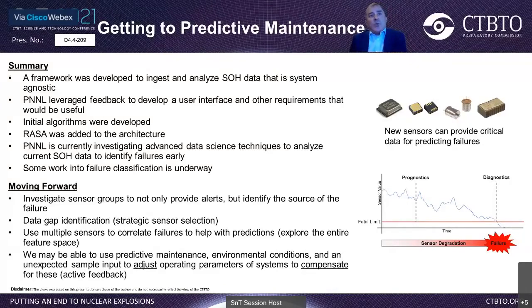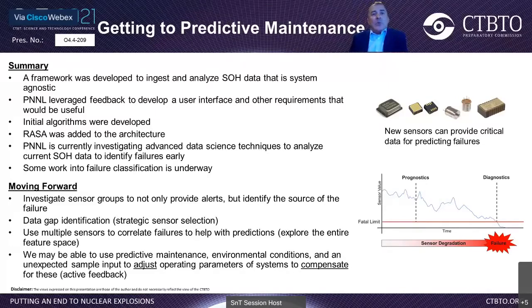Moving forward, to help us get to predictive maintenance, number one, we want to identify sensor groups that not only provide us the alerts, but maybe classify the failure and tell us more about what the failure is. Number two, we want to identify gaps in data, and then figure out what sensors we might add and put in place to mitigate and fill those gaps.